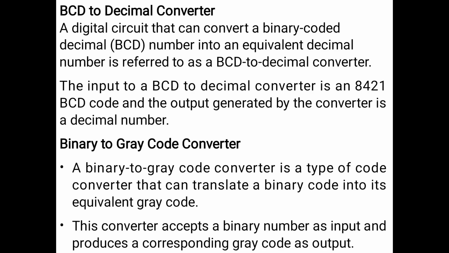Binary to gray code converter. A binary to gray code converter is a type of code converter that can translate a binary code into its equivalent gray code. This converter accepts a binary number as input and produces a corresponding gray code as output.